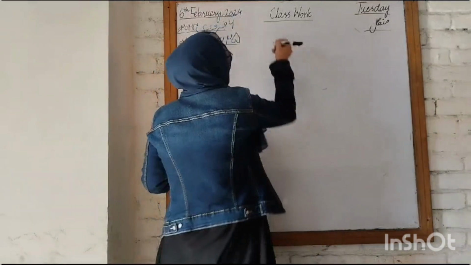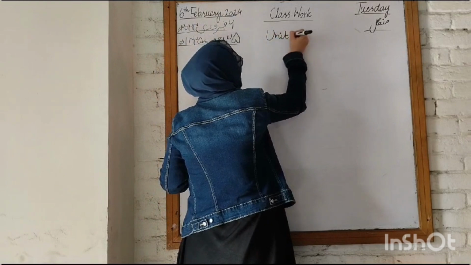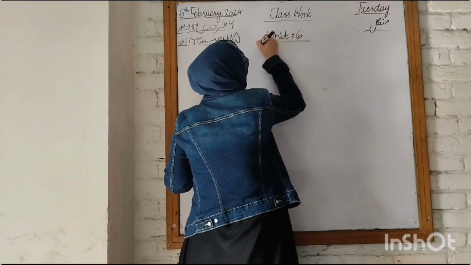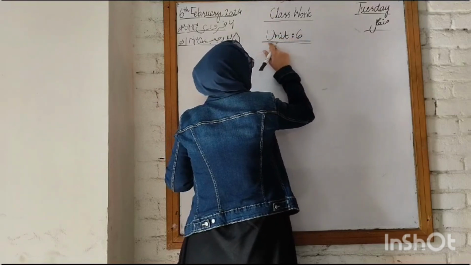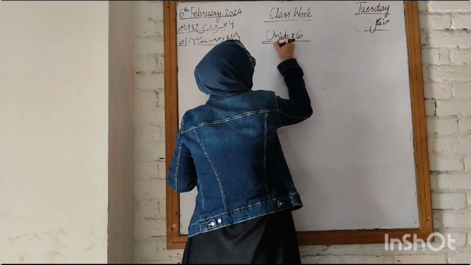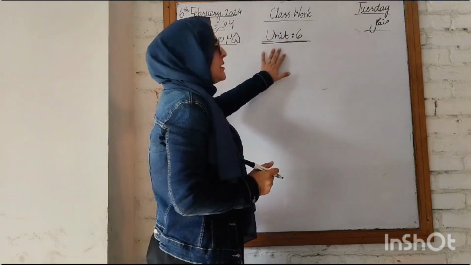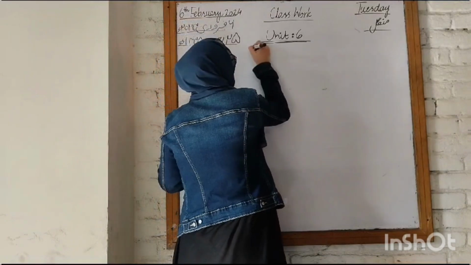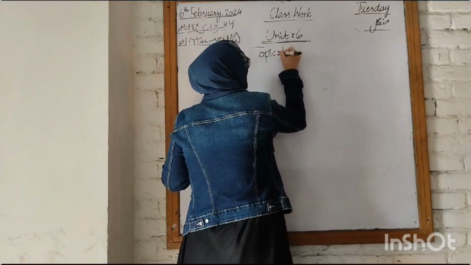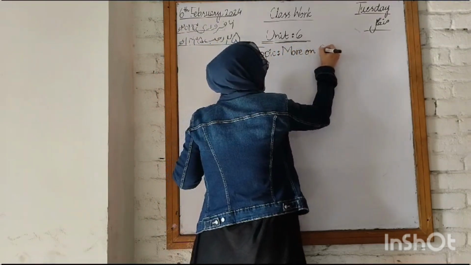Alright, the chapter we are going to study is about unit number 6, more on spreadsheets. Which chapter we are going to study? Unit number 6, and the topic is more on spreadsheets.